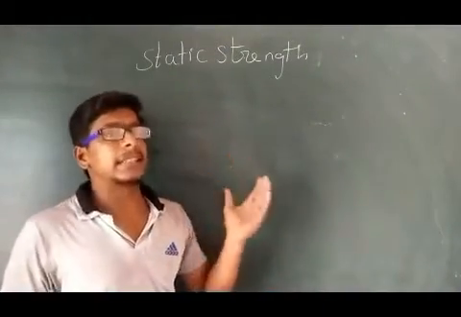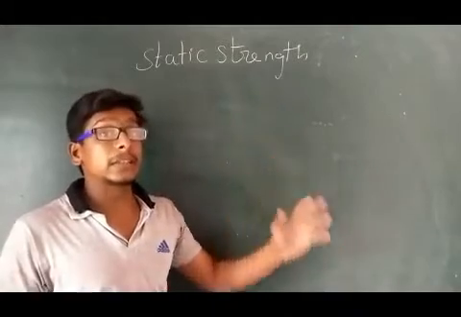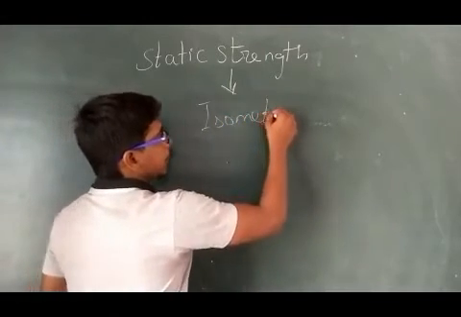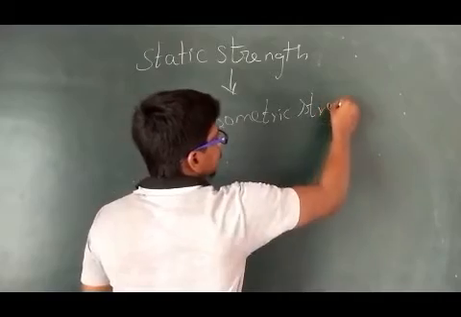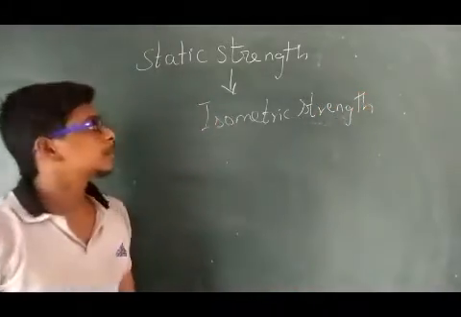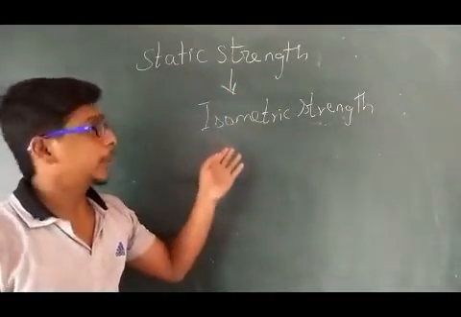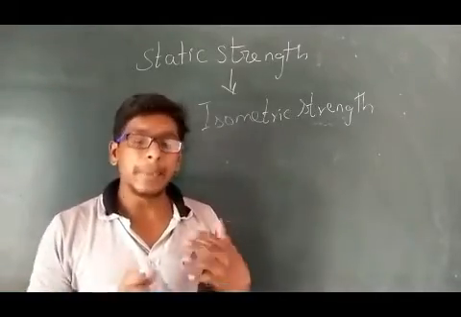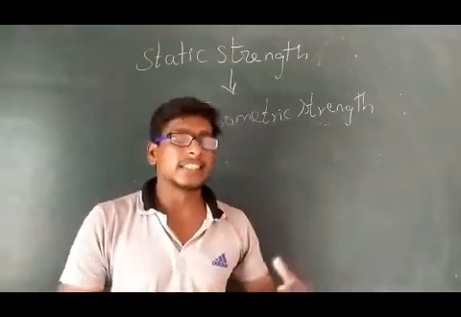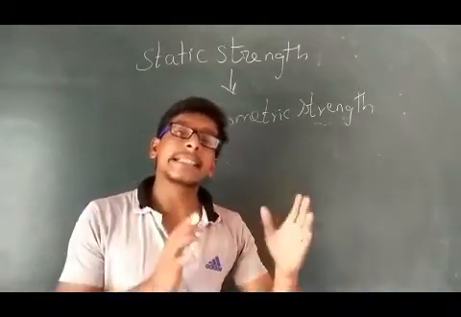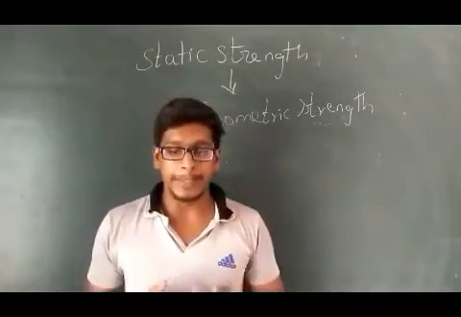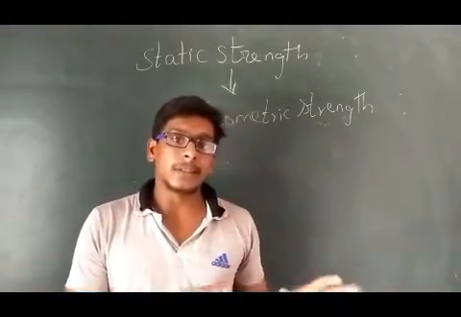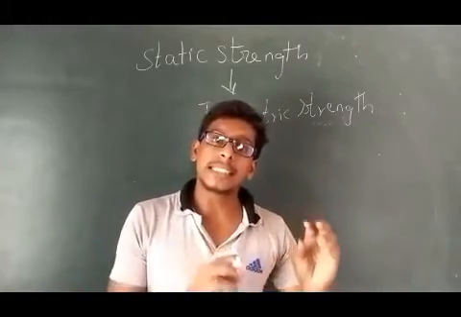Now we are going to see about static strength. This static strength can also be known as isometric strength. Keep in mind, static strength can also be known as isometric strength. Isometric strength means it is the ability to act against a resistance or power from one single position.